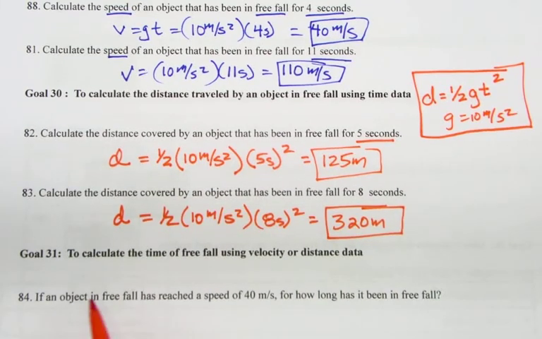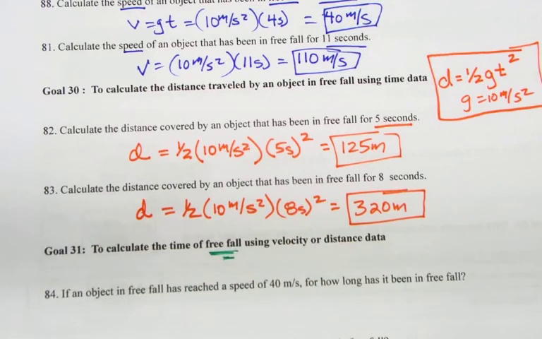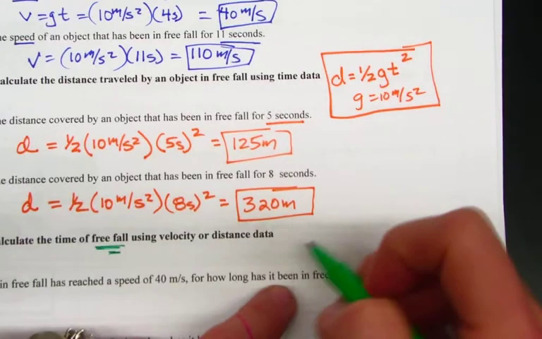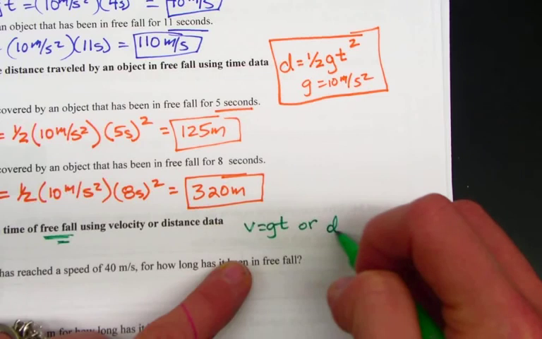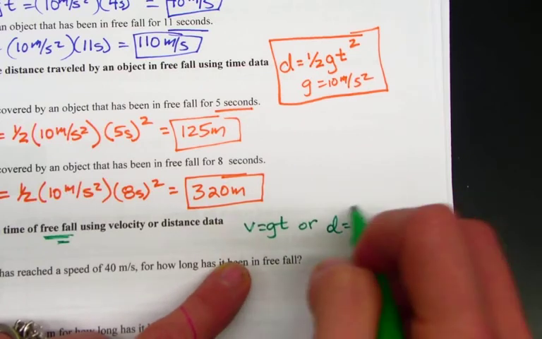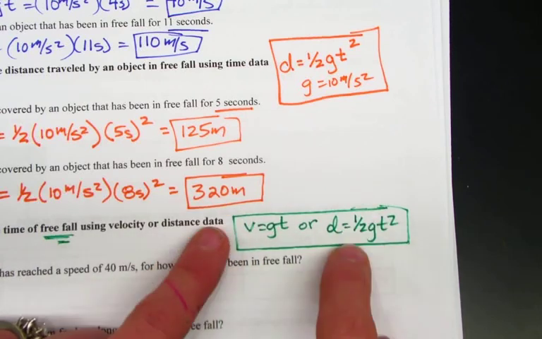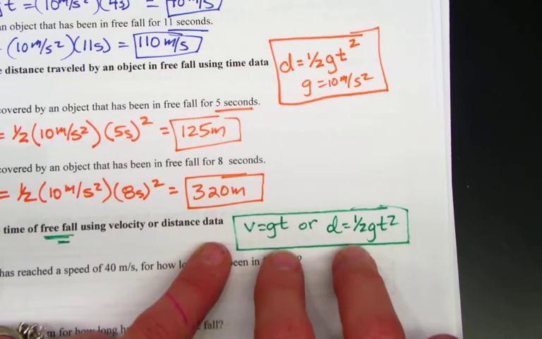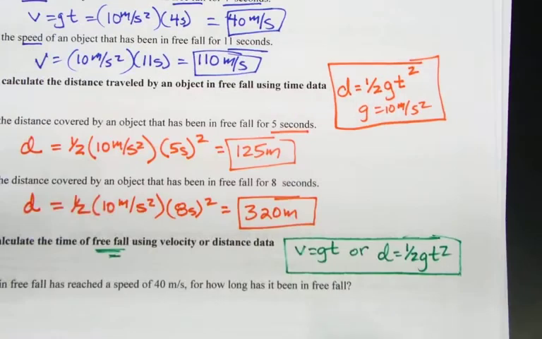And then for the last one, we want to calculate the time of free fall using velocity or distance data. So the minute you know that you have a free fall situation, right away you know that you have two equations that you need to think about. The two equations are either v equals gt or d equals 1/2 gt squared. So every single time that we're talking about free fall, you need to think about these two equations. Maybe once we hit this part of the test on that first day, get your equation sheet, and you might want to write on there free fall next to these two so that you know that that's coming for these goals.